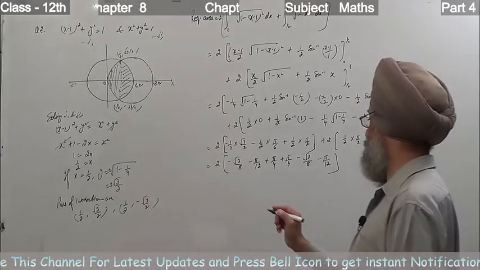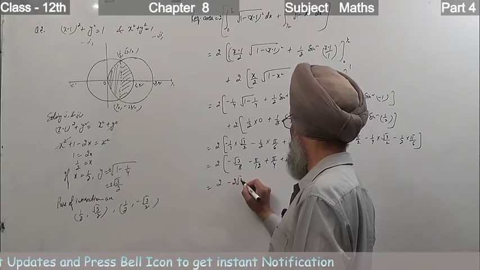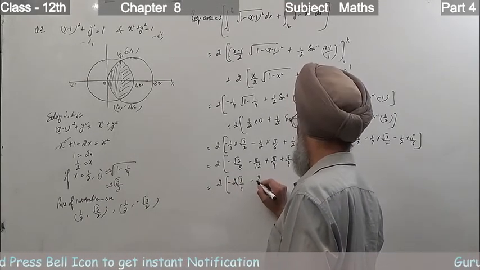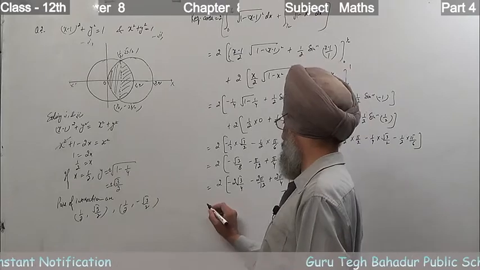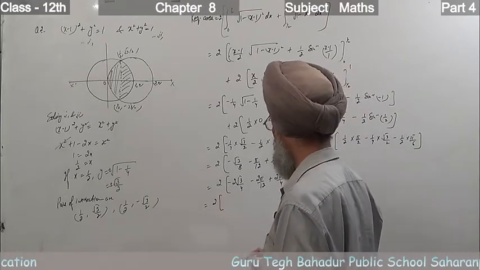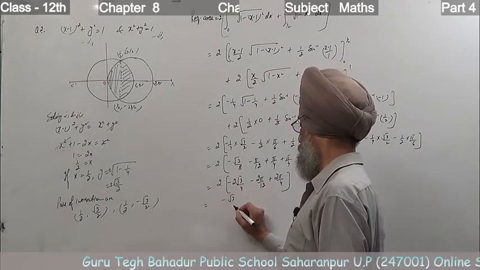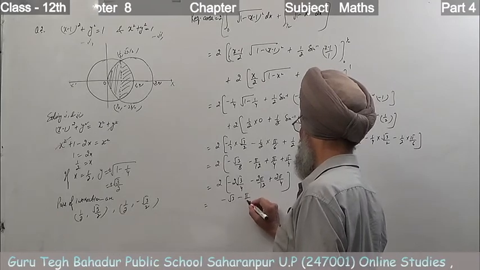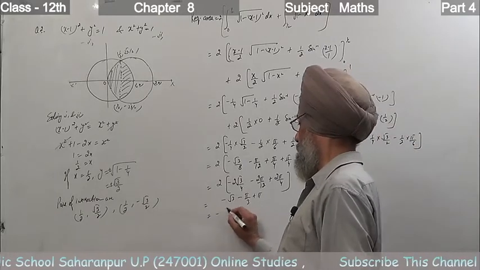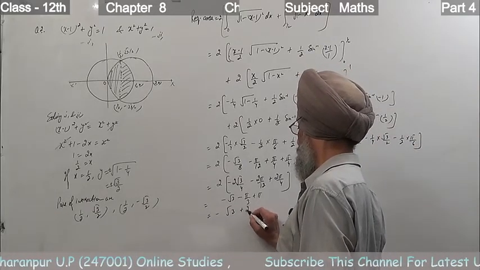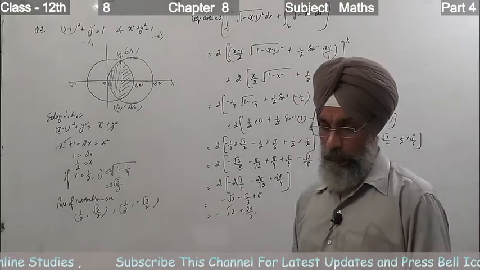Okay, let us solve this. It becomes minus 2 root 3/4 minus 2 pi by 12, 2 pi by 4. If you multiply everything by 2, what remains is minus root 3 minus pi by 3 plus pi. Okay, so what finally came is minus root 3 plus 2 pi by 3. Clear? So that's the answer for it.